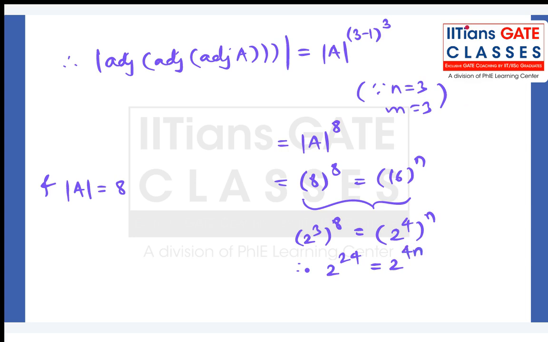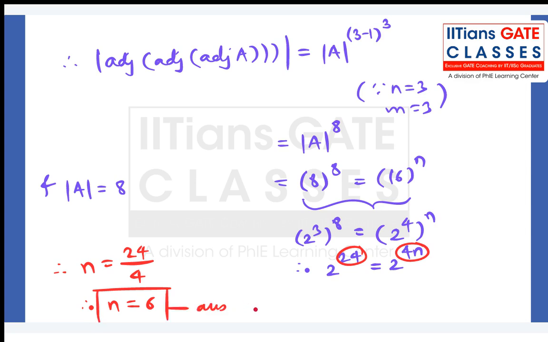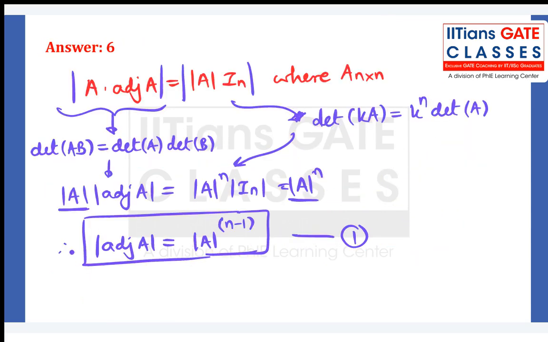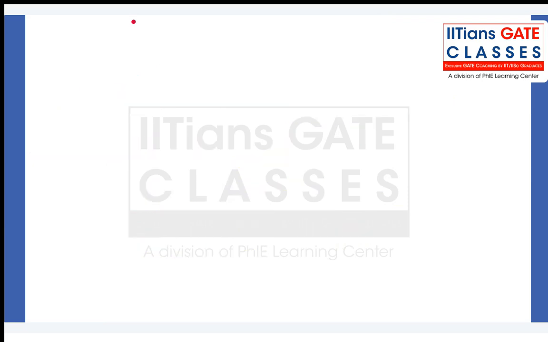Okay, so that means 24 has to be equal to 4n, therefore n has to be 24 by 4. Okay, so therefore n has to be 6. So this is your answer. Very interesting question. It is checking many basic concepts here, along with that adjoint concept. Okay, and what is the answer given? 6. Okay, so that is the correct answer. So this is a very interesting question.